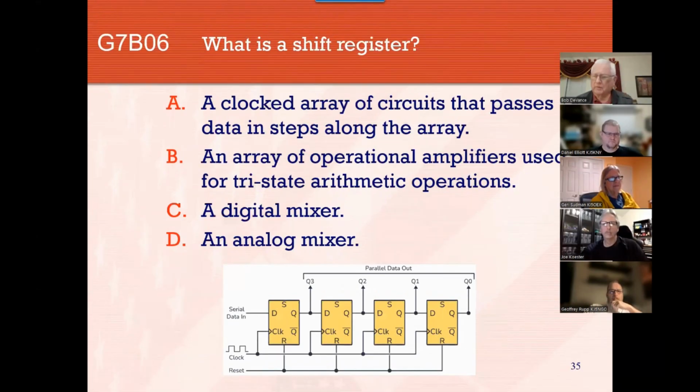A shift register. That sounds like some bum on the street, doesn't it? Well, maybe not. And don't forget to drink your Dr Pepper. Okay, what is a shift register?